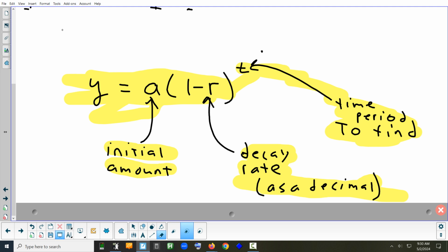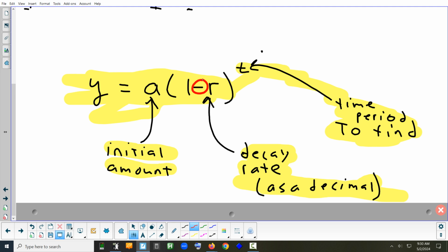The plus sign. Yeah, what did the plus sign turn into? It turned into a subtraction sign. This is the only thing that changed in the formula. The one I gave you guys before was A times (1 plus r) to the t. This is A times (1 minus r) to the t.